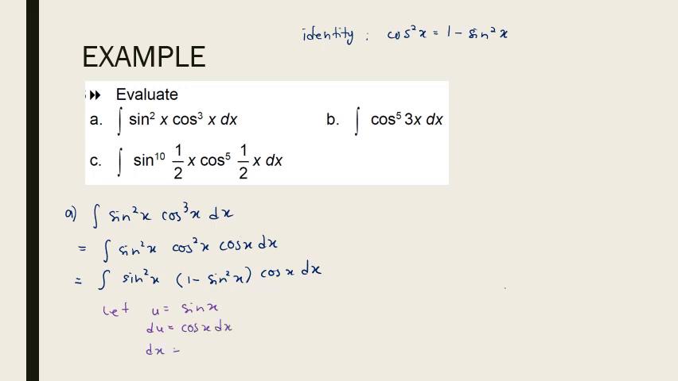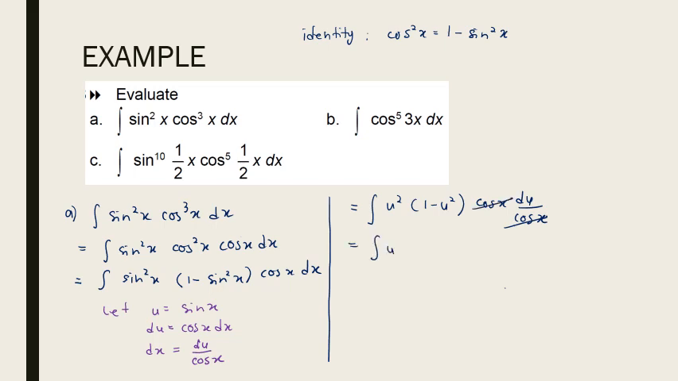So what is our dx? So du over cos x. Okay, then substitute into our integration function. So sine square is u square, 1 minus u square, cos x. So dx is du over cos x. Okay, then eliminate the cos x and then simplify. So we get u square minus u power of 4 du.